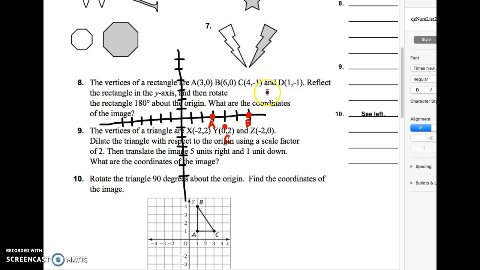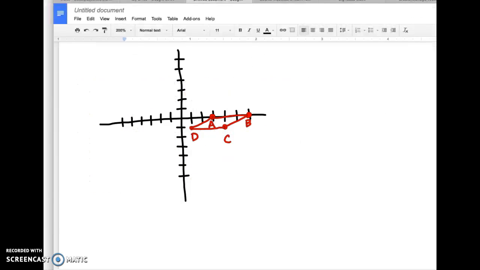And D was at 1, -1. Okay, now, it calls this a rectangle. This isn't a rectangle. It is a parallelogram, but just ignore the fact that it's a rectangle. I think on your test it'll be a rectangle. Okay, so we need to reflect the rectangle in the y-axis. So I need to reflect this over the y-axis.